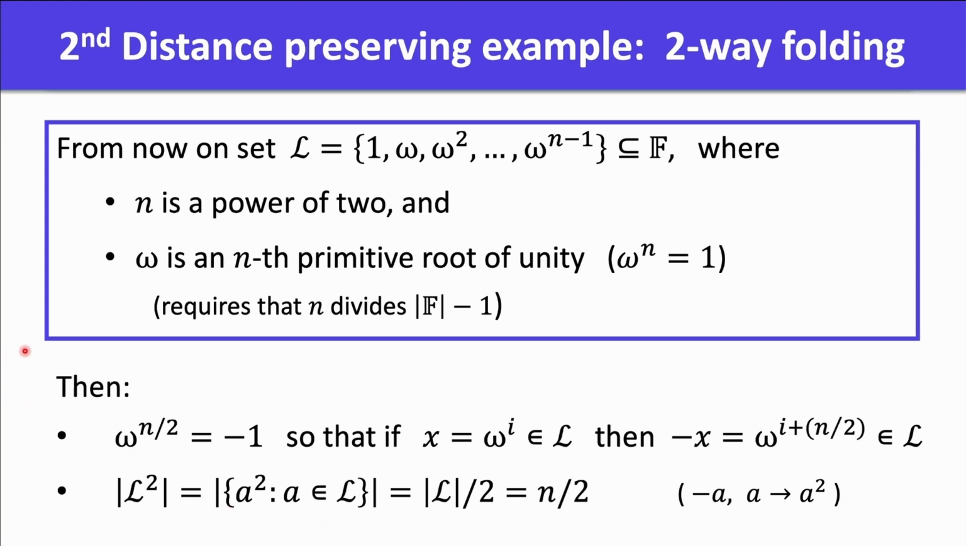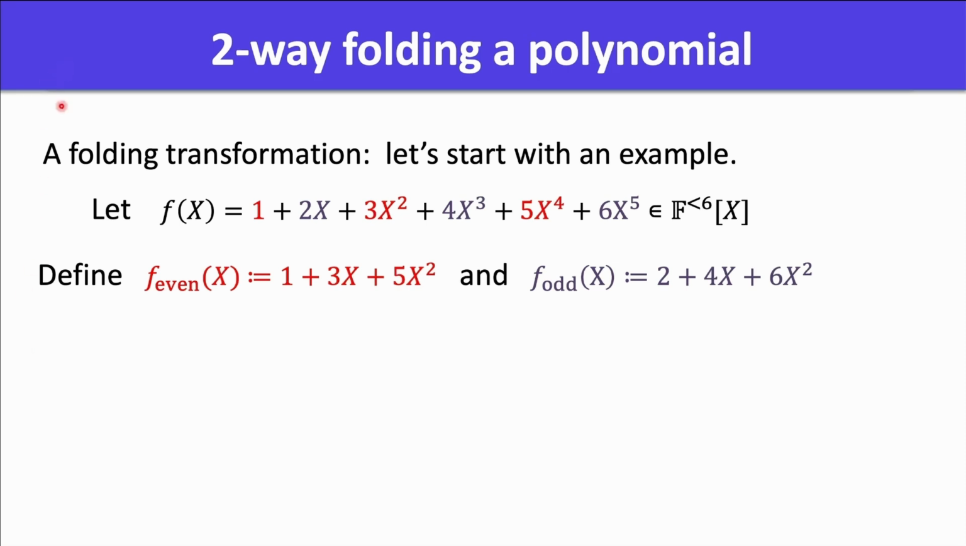So now let's define the folding transformation, and I want to start by defining it for an example. Let's look at this specific degree 5 polynomial. It has 6 coefficients, and what we will do is, given this polynomial f, we can break it up into 2 polynomials. I'm going to call one the even polynomial and the other one the odd polynomial. So the even polynomial is going to contain all the coefficients of monomials of even degree. You can see here it's 1, 3, and 5.